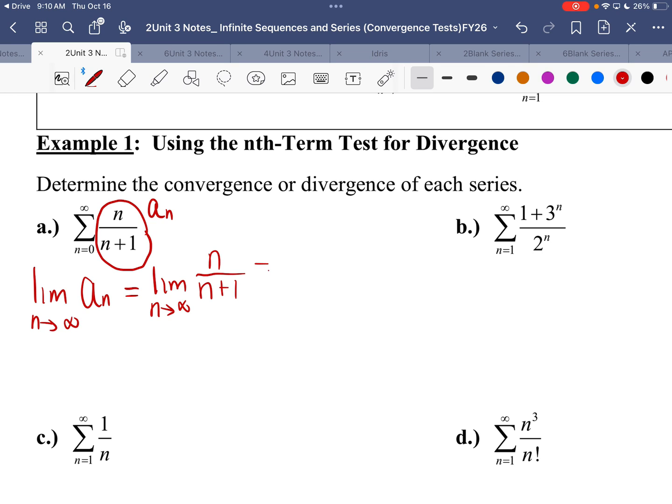Okay, this is a rational expression. What is the degree of the numerator and denominator when we compare them? 1. Both the same, so then what's the ratio? 1. Does 1 equal 0? No. So because 1 does not equal 0, we would say that this series diverges.